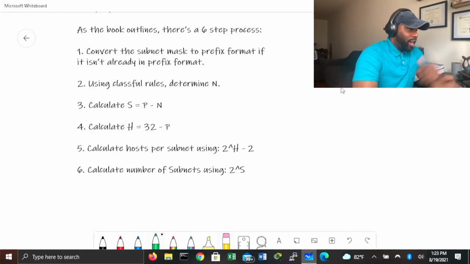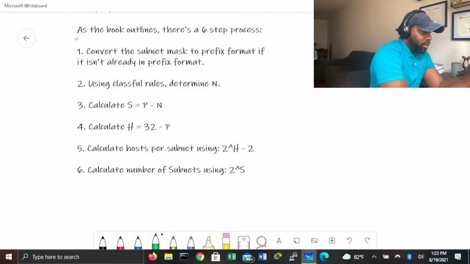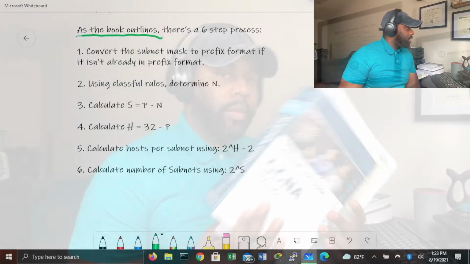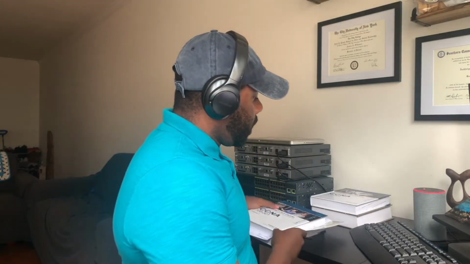As the book outlines, and I'm using this book, let me show you again what book I'm using. This is the book I'm using, the official cert guide, CCNA 200-301, Wendell Odom. This guy's the GOAT. He's really good at writing, and he's really good at explaining these concepts in such a way that I can understand, so that you can understand, so that we can all understand. So let's get back to it.